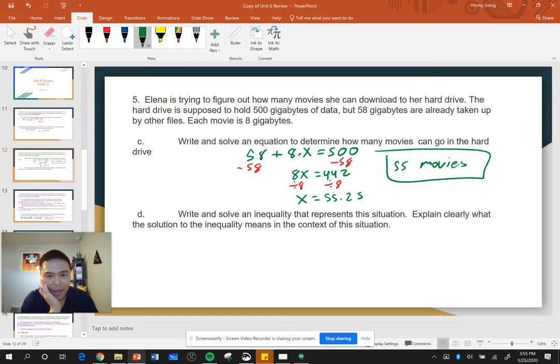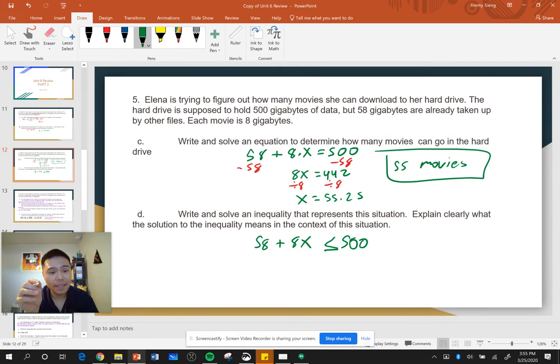Well, the next one says, write and solve an inequality that represents this situation. Explain clearly what the solution to the inequality means in the context of this situation. So think about this, right? Can we go more than 500, or can we only go up to 500? If you said up to 500, there's an inequality right there, right? We know that 500 is going to be our maximum. And are we going to be bigger or smaller than 500? Our number should be smaller than 500, or it could be equal to it, right? That's totally okay, to have 500 gigabytes. But we'll use the same equation, except now we have an inequality.